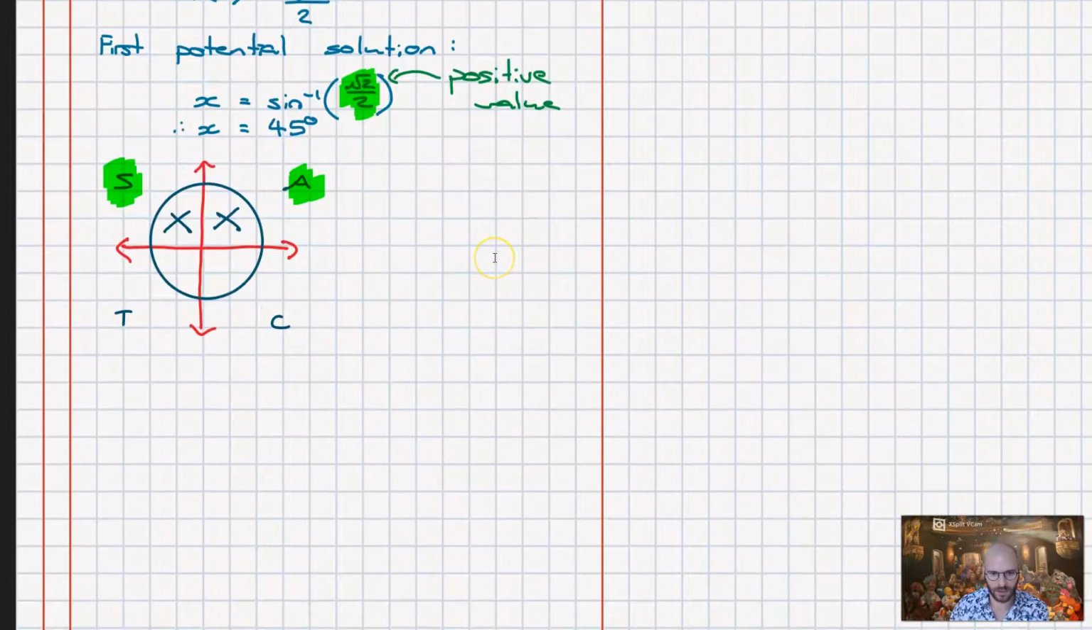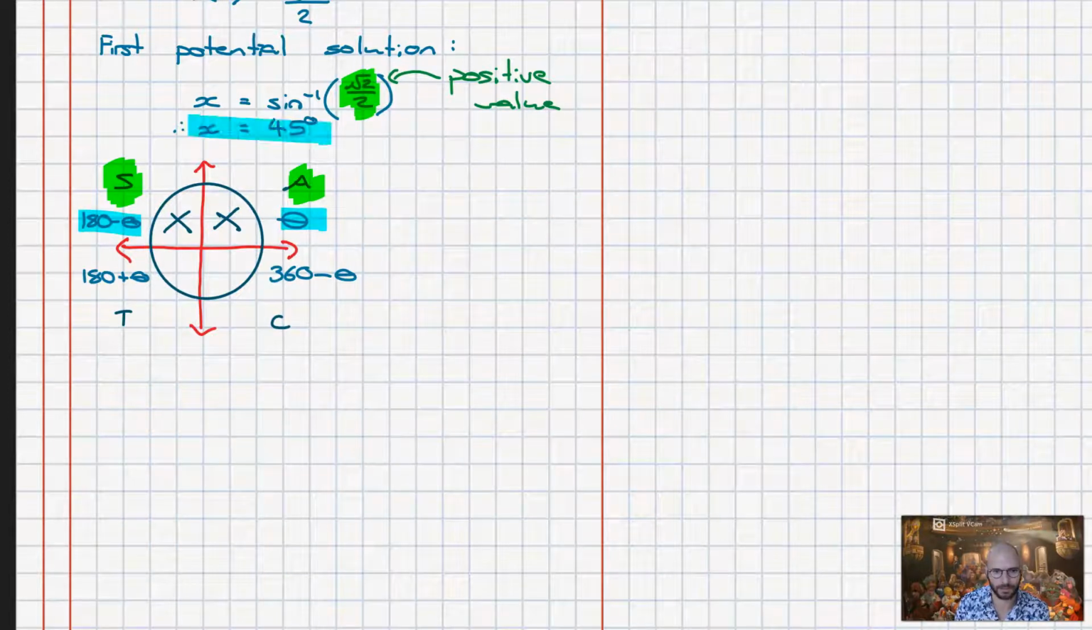Now, because of that, we have to look at the identities. So the angle represented in the first quadrant is simply theta. However, the angle of interest in the second quadrant is going to be 180 degrees minus theta. For the third quadrant, it is 180 degrees plus theta. And then finally, for the fourth quadrant, it's 360 degrees minus theta. Not that we need these last two. But what we're interested in is our answers are going to come from here, here, and here.